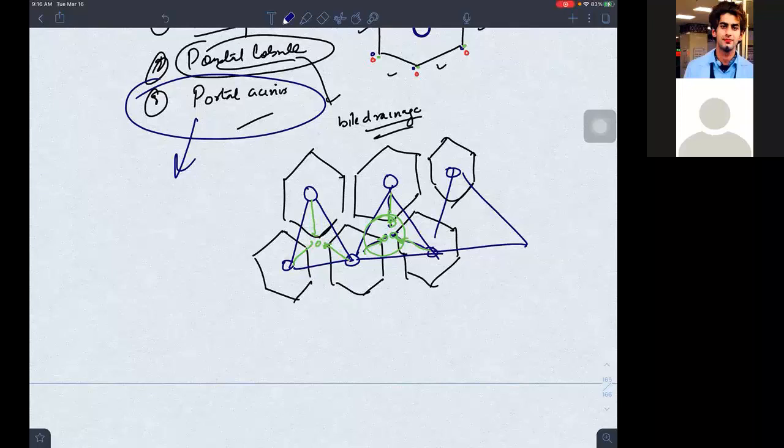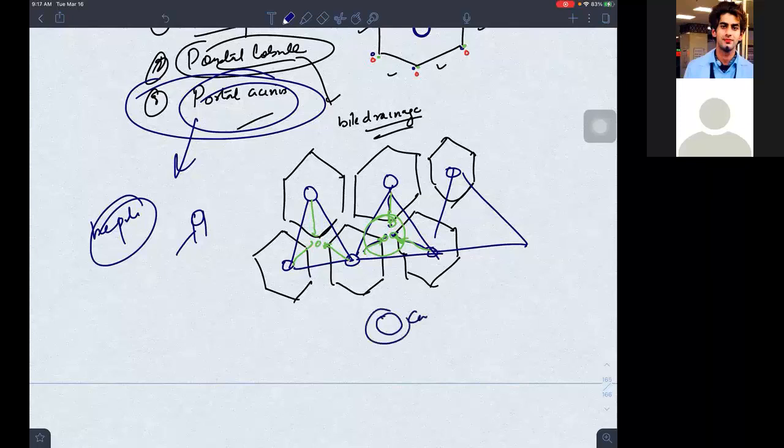Portal sinus is actually the concept which we accept. So what are they saying? They are saying in the center you have a central vein on one side, and the portal triad on the other side. It is based on the blood supply. Now the portal lobule is based on the bile drainage.